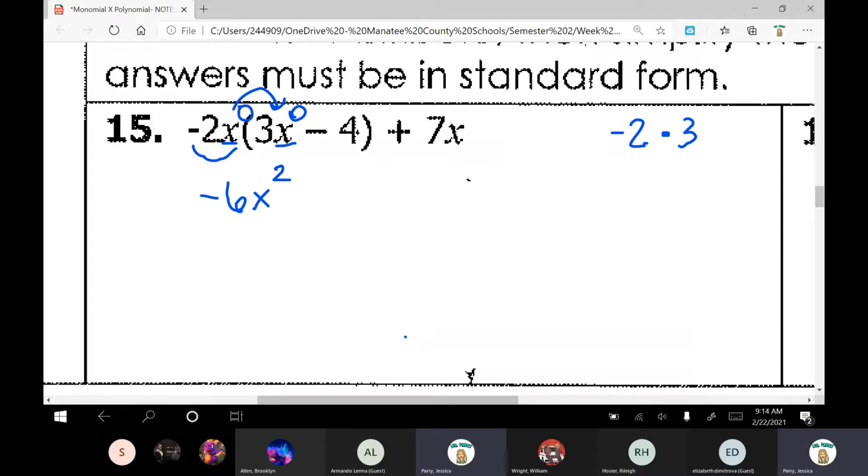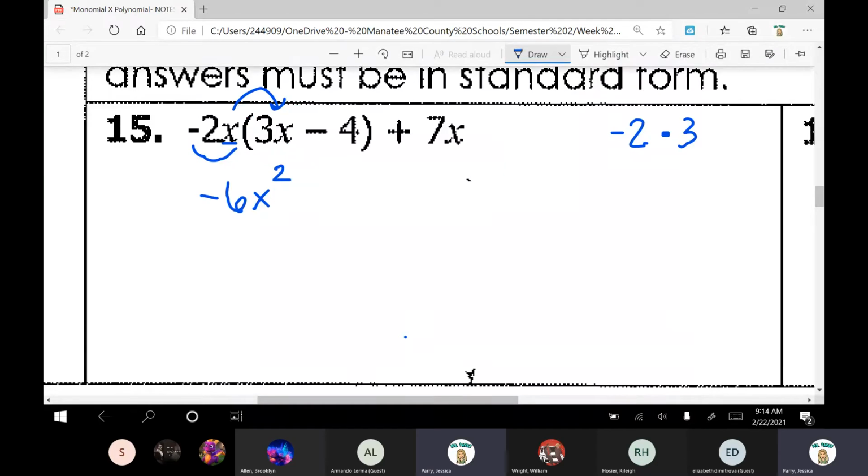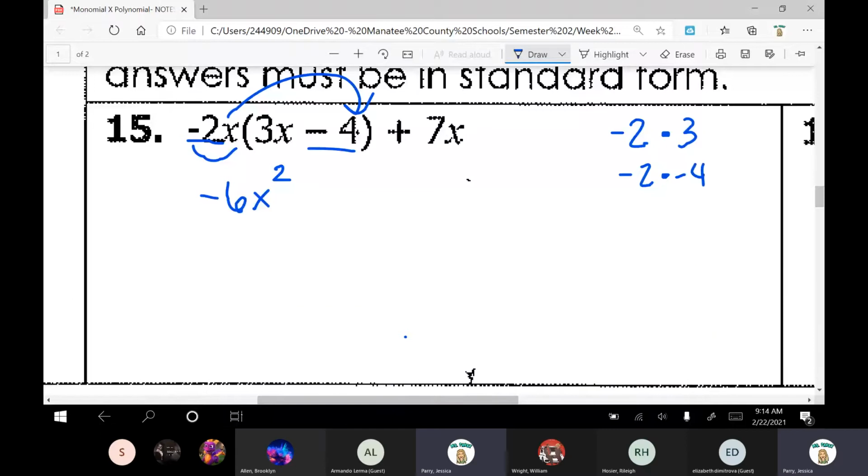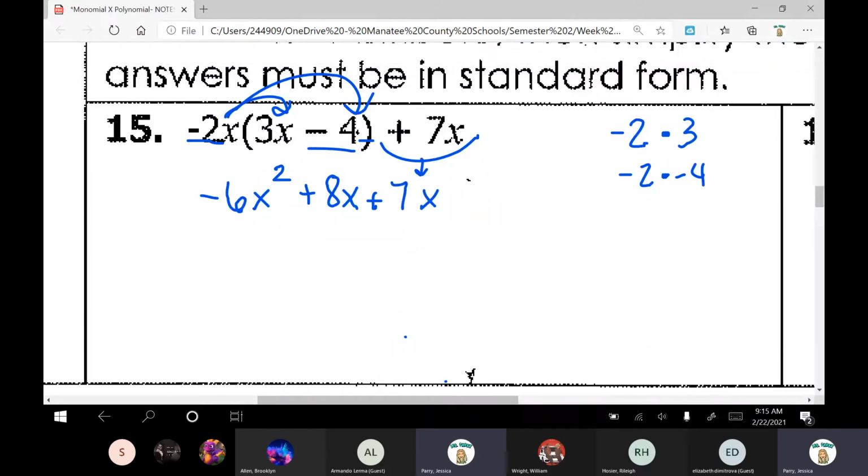And then my next jump, because that one's all finished. All of this times this negative 4. So do your coefficients, the numbers, negative 2 times negative 4. Do that first. So we get a positive 8. And then your variable x. There's no other x's here, so just copy this one down so it's just the x right next to it. Okay, so we did all of our distributing. We still haven't touched this plus 7x, so just bring it down. Plus 7x. And then we're going to need to simplify.